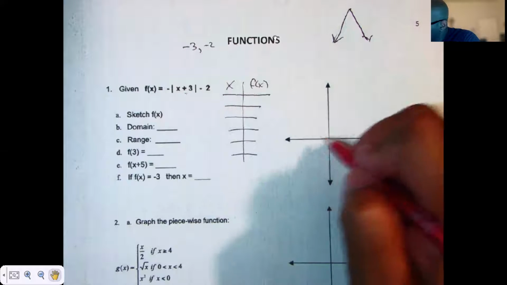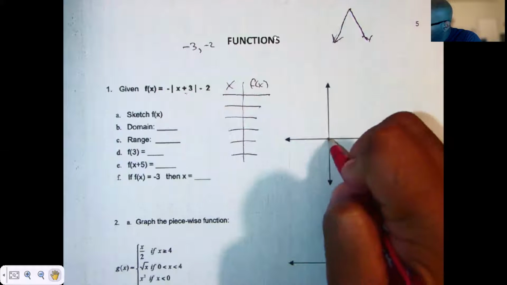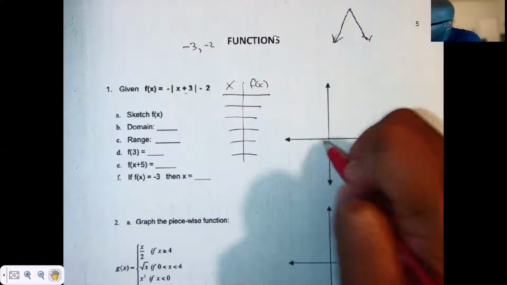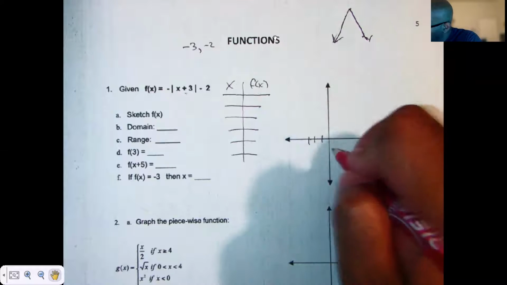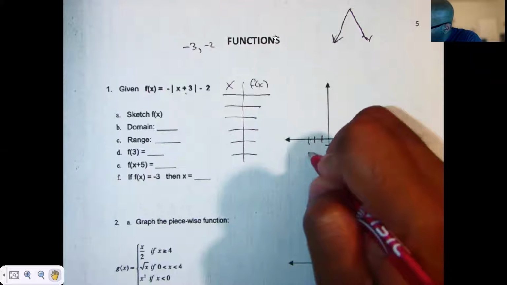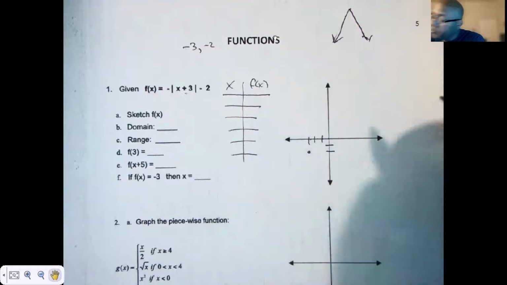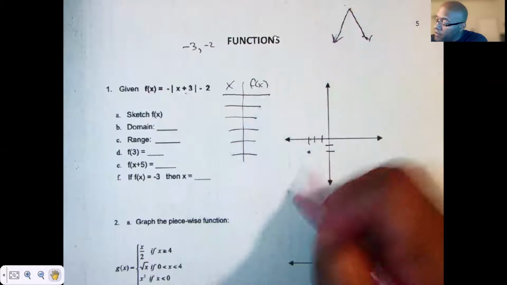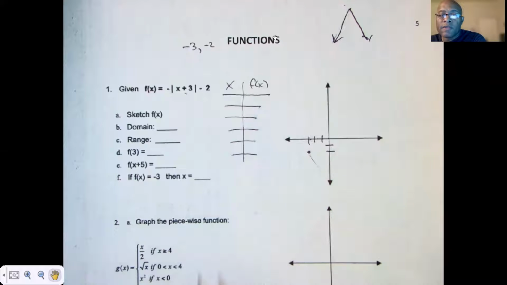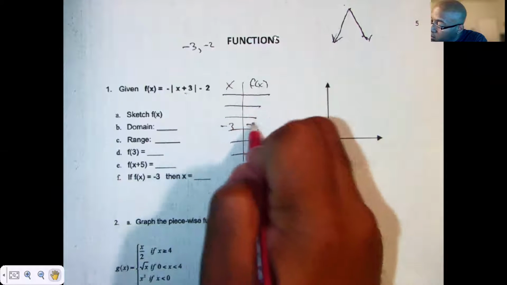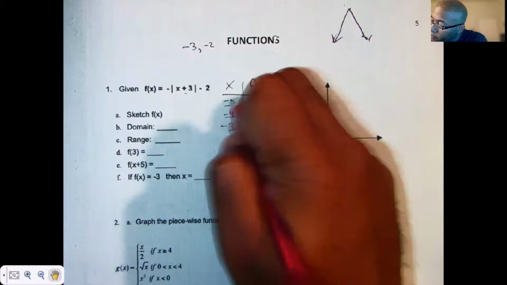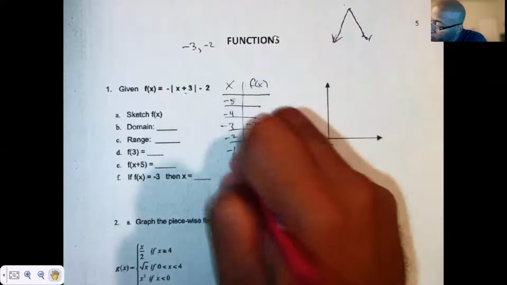So -3, 2, move to the left, 1, 2, 3, and down 2. So I know I have a point right here. The vertex is right here. The graph is going to do this. So I'm going to put that point in the middle. So that's -4, -5, -2, -1, 0.